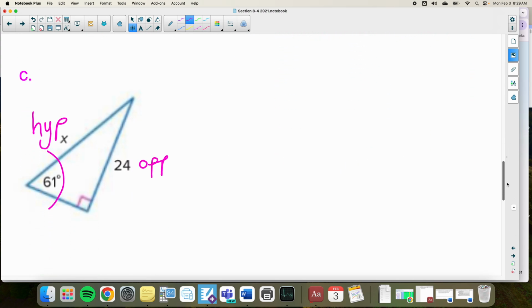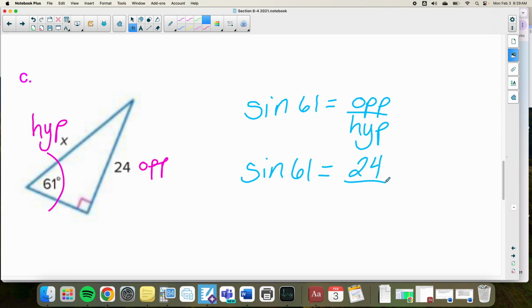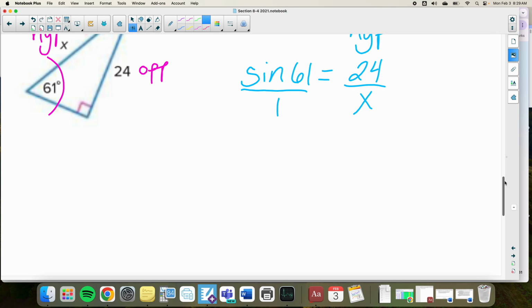So we're gonna go down here and I'm gonna do sine of our angle, which is 61, and sine is opposite over hypotenuse. So then we're gonna go sine 61, opposite is 24, hypotenuse is x. Okay, and then again, I put it over 1 and I do cross products, so I'm gonna go sine 61x equals 1 times 24 is 24, okay?